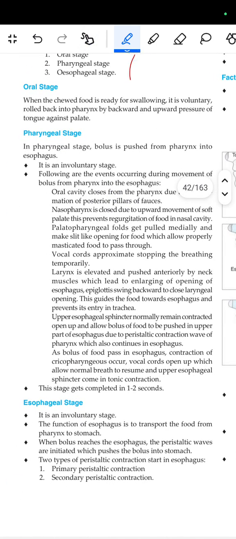So first comes the oral stage. When the chewed food is ready for swallowing, it is voluntarily rolled back into the pharynx by the backward and upward pressure of the tongue against the palate. Next is the pharyngeal stage. In the pharyngeal stage, the bolus is pushed from the pharynx into the esophagus. It is an involuntary stage.